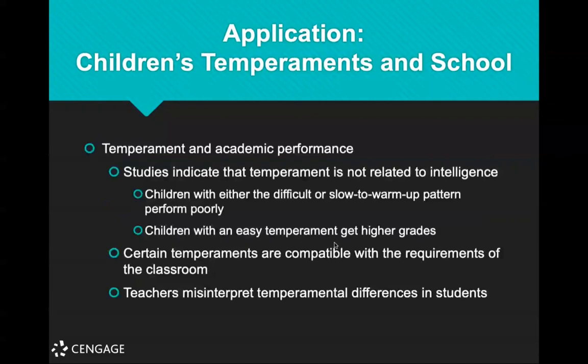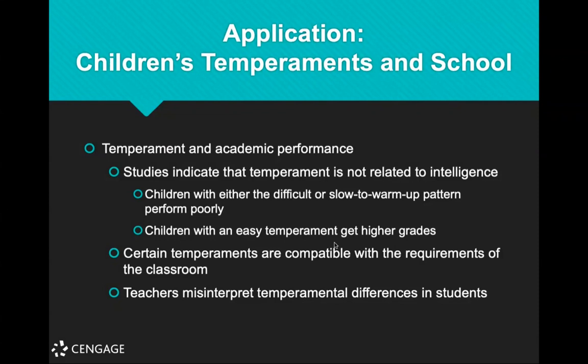And so when you look at temperament and academic performance, studies have indicated that temperament is not really related to intelligence. Intelligence is more so a genetic predisposition. However, studies have found that children with difficult or slow to warm up patterns perform poorly versus children with easy temperaments who get higher grades.